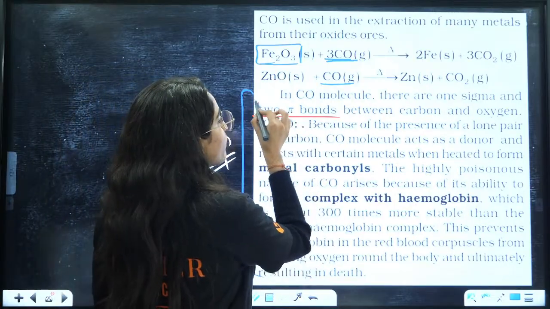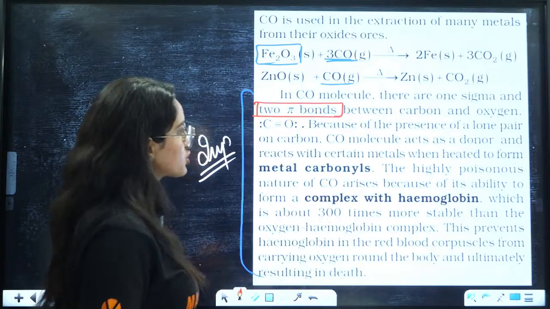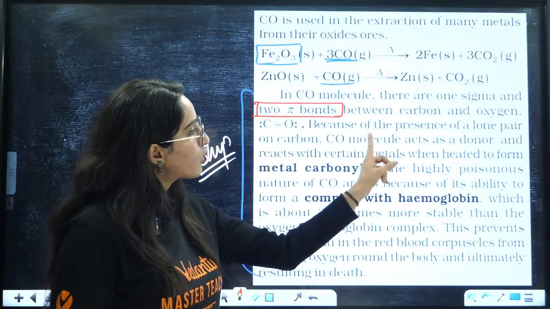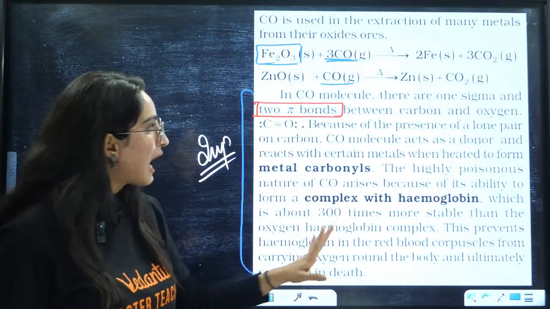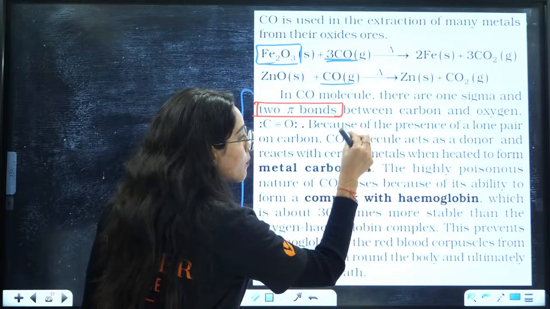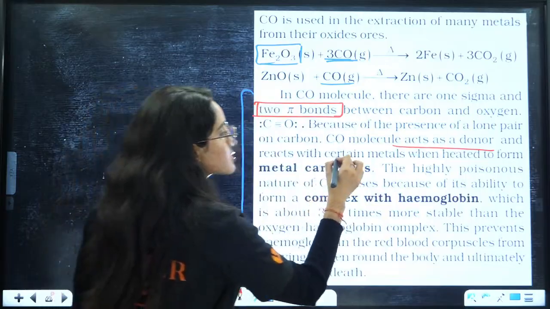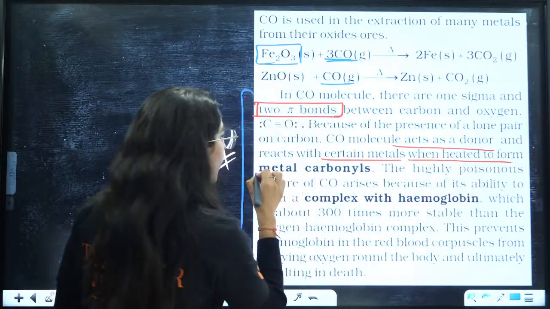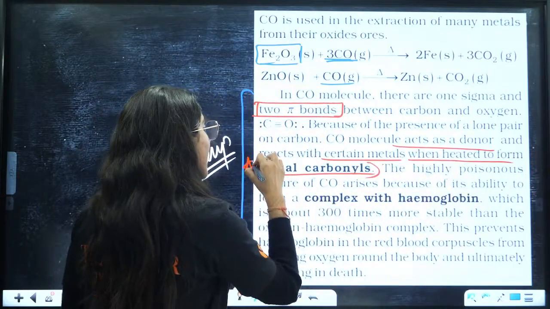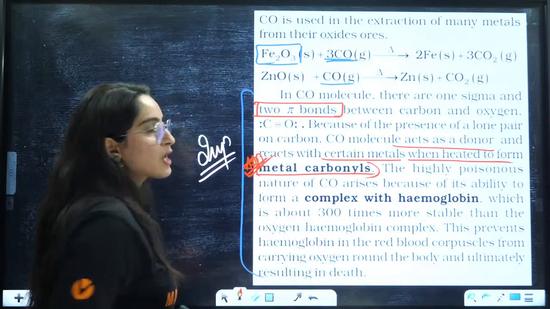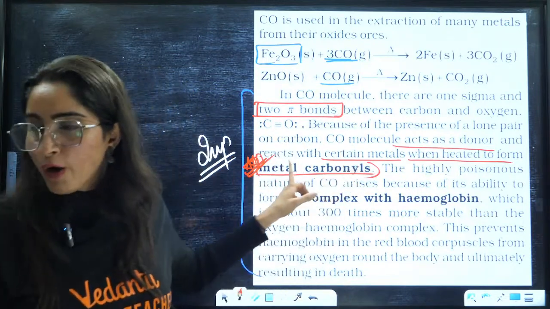It will have 2 pi bonds between carbon and oxygen, because of this structure. Because of the presence of a lone pair on carbon, the carbon monoxide molecule acts as a donor and reacts with certain metals when heated to form metal carbonyls. Have we studied metal carbonyls?